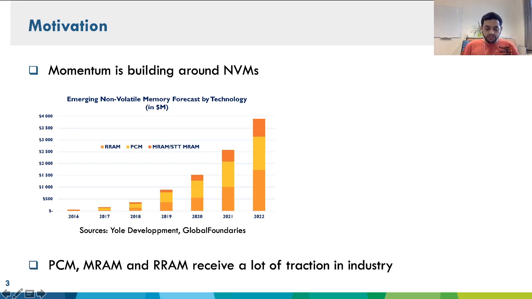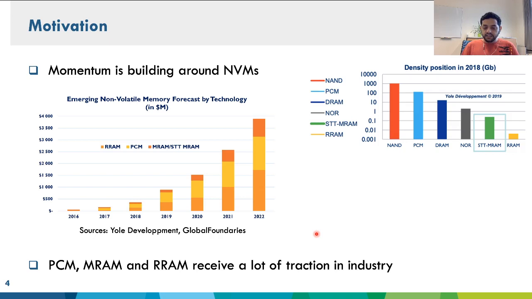Right now there are quite a few non-volatile memory technologies available, but PCM, which is the phase change memory, magnetic RAM, resistive RAM, and racetrack memory are the few that have got a lot of industrial attraction.